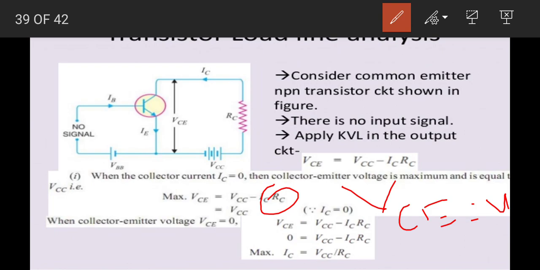I already told you, when the input resistance is low, the output resistance is always high. When the output resistance is low, the input current is very high, so when VCC is equal to 0, in this equation IC is very high.